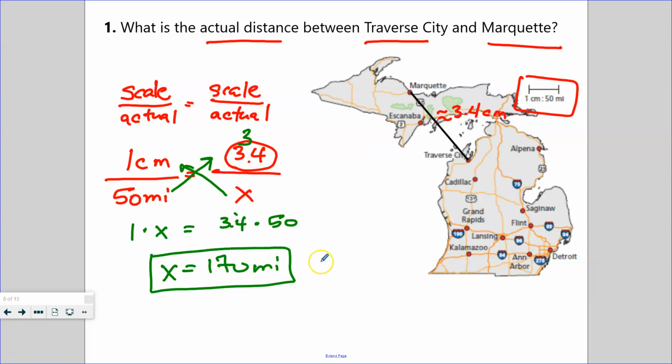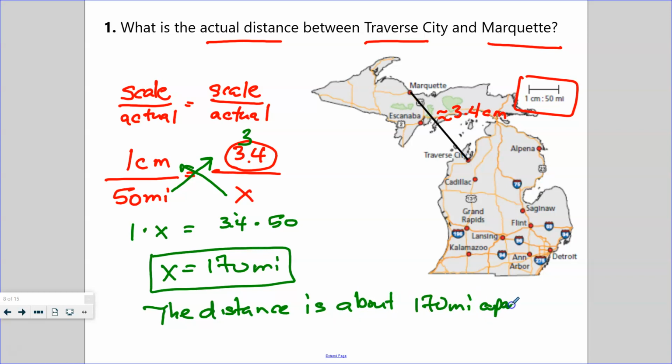And so what we typically do, we say x, excuse me, the distance is about 170 miles apart, right? And so we use this word about, means that we could have measured it a little bit different. If you measured it 3.3, it would be different. If you measured it 3.5, it would be different, right?